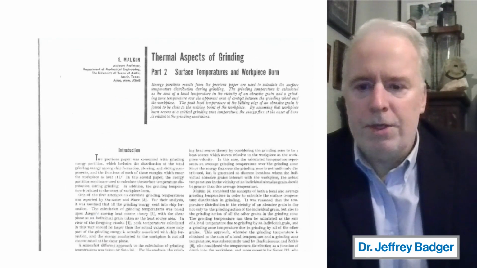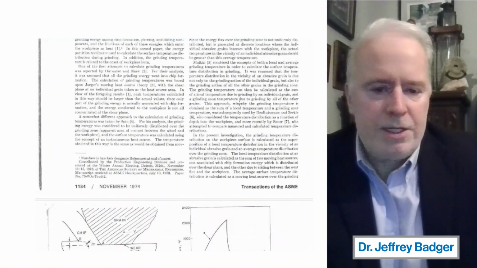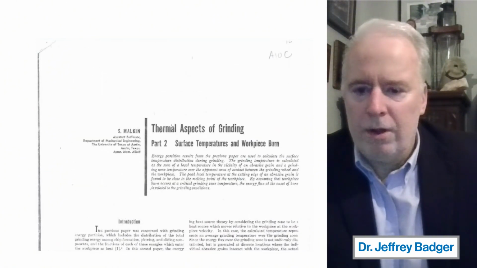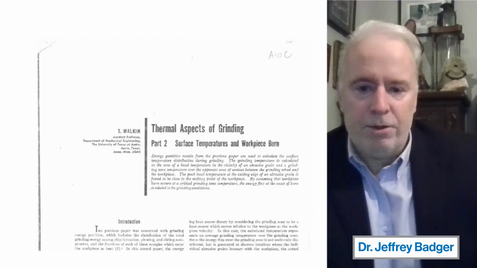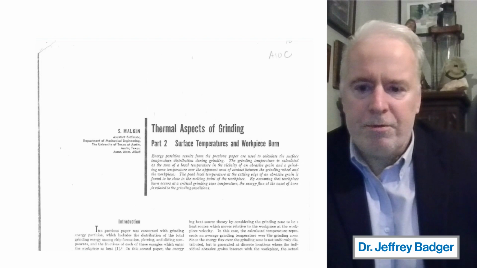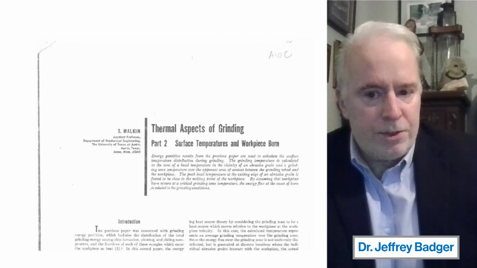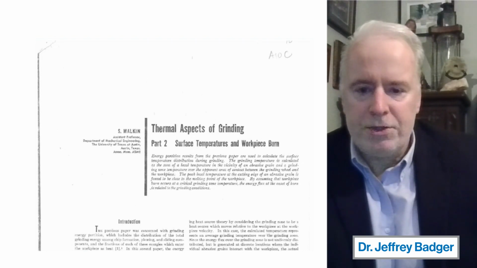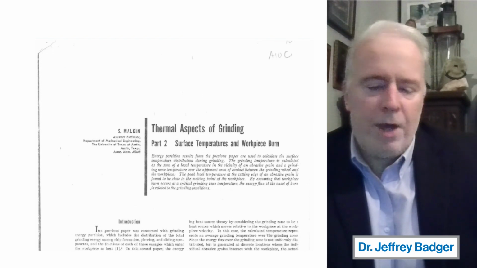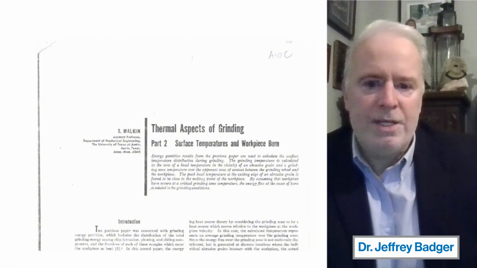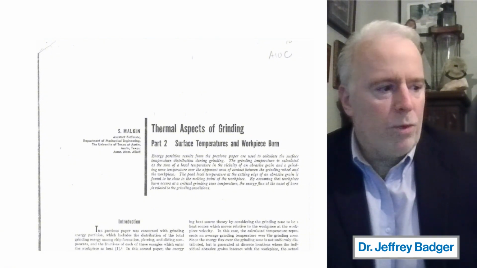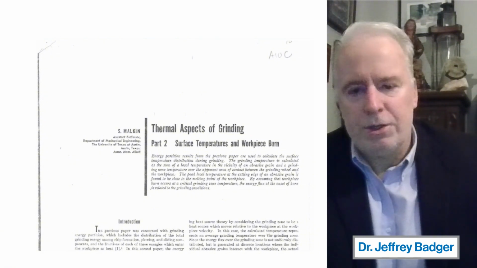And so this is now in 1974. And he is at the University of Texas at Austin, my alma mater, Hook 'em Horns. He was there briefly as a professor before I think he went to Israel after that, and then he went to Massachusetts Amherst. The paper is on thermal aspects of grinding. So this is where Malkin started to get into grinding temperatures. And what is the workpiece temperature when we start to grind?